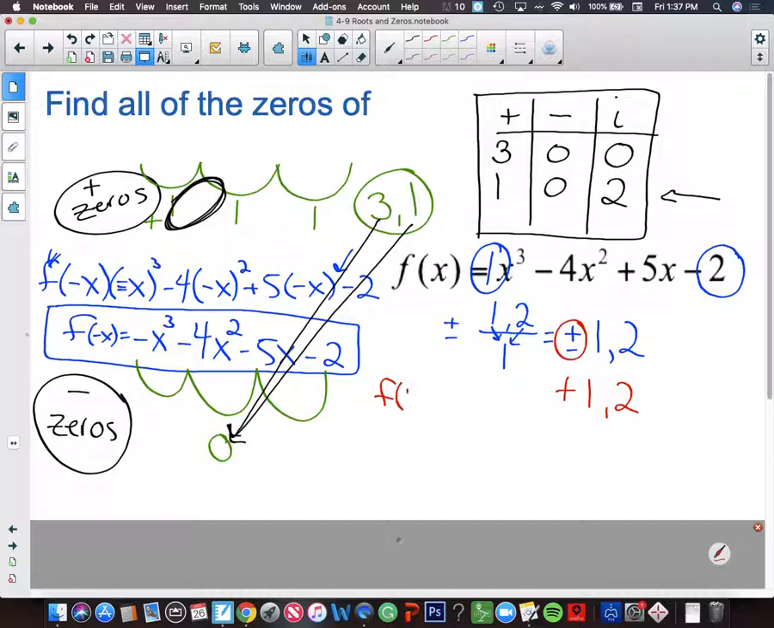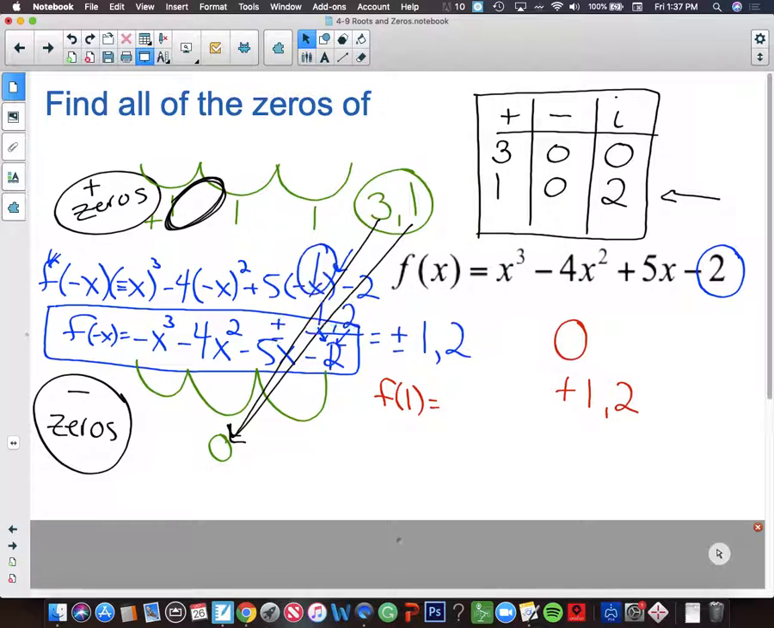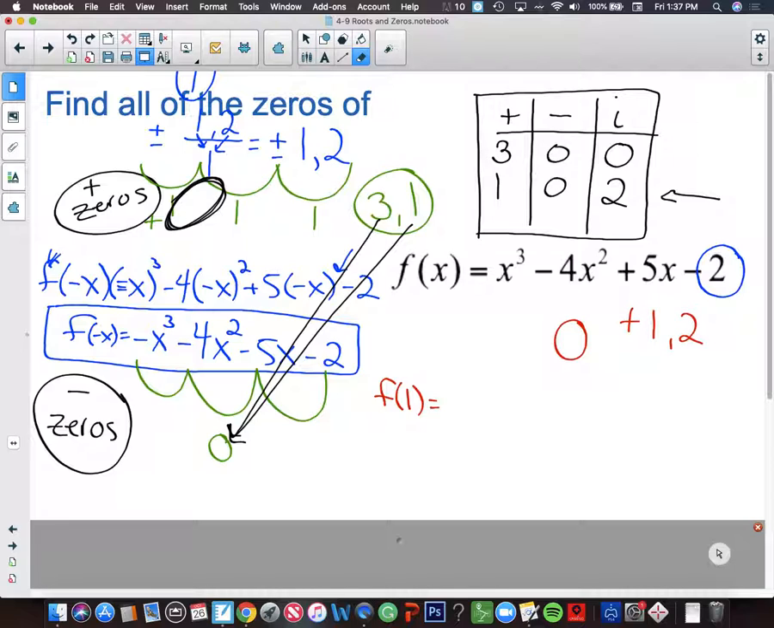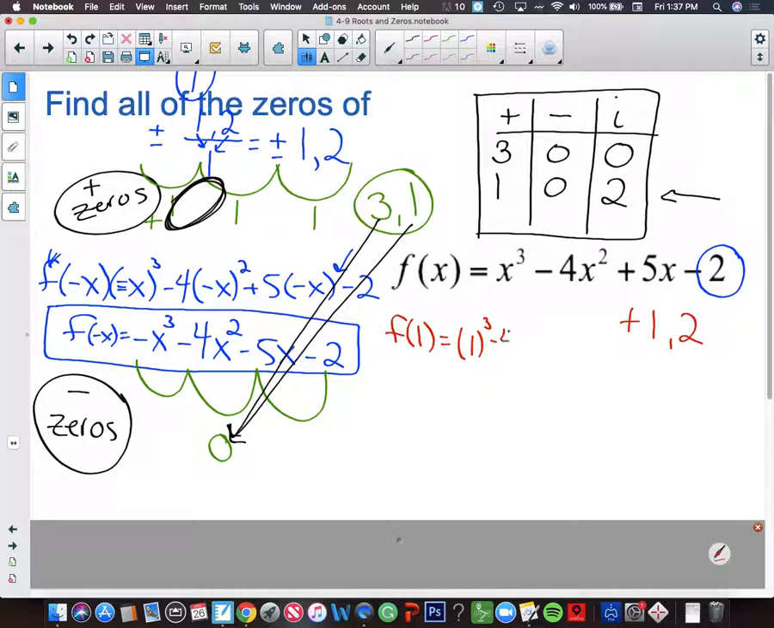So f of 1, you plug it in. If we plug that into our function, okay, I'll move the stuff out of the way here because we have these as our options. Let's plug in a 1. If we plug in a 1, so this would be 1 cubed minus 4 times 1 squared plus 5 times 1 minus 2. Do a little bit of order of operations and boom, you get a 0. So 1 is our factor.